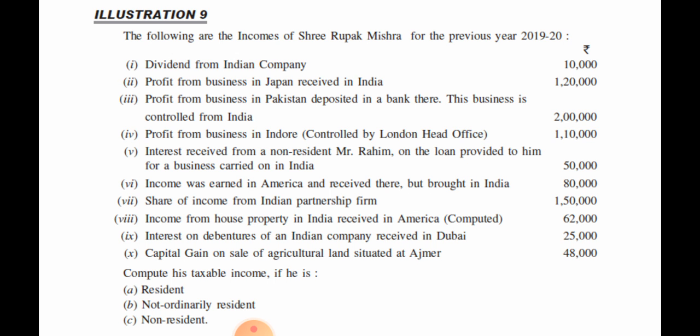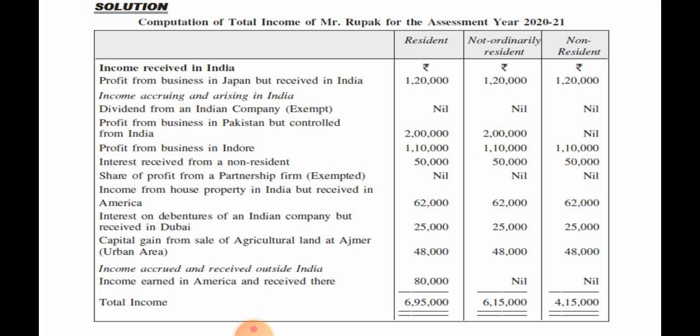So let us start with the first income. The first income which is given in this illustration is dividend from an Indian company. So, dividend from an Indian company, first it is Indian income. Clearly mentioned, dividend from Indian company. It means it is an Indian income. So by the rule, if we determine the taxable income, we will say that any Indian income will be taxable for all of the residents. Clear?